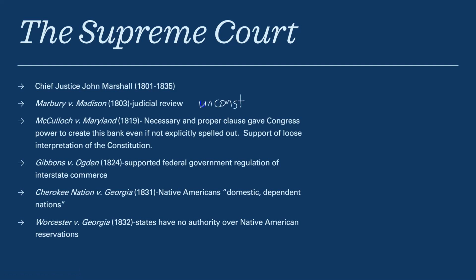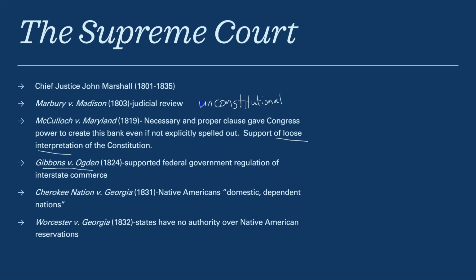The next major case, and there were many cases that Marshall oversaw here, was McCulloch versus Maryland, which involved the foundation of a National Bank of the United States. When it was created, a lot of people believed that this was unconstitutional, that it wasn't spelled out. But McCulloch versus Maryland said that the Necessary and Proper Clause did give Congress leeway to create this bank. It's not explicitly spelled out, but it does meet the definition of an institution that promotes the general welfare of the nation. As such, this idea of supporting a loose interpretation of the Constitution was founded within McCulloch versus Maryland.